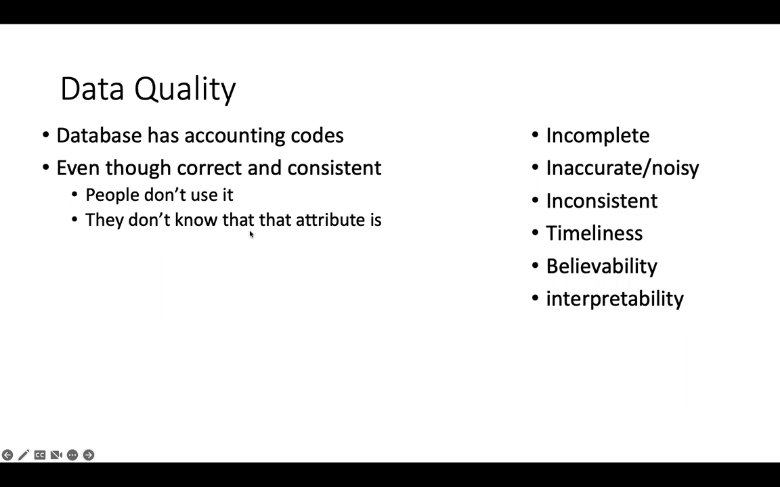Another factor here is interpretability. Here we mean how easy the data can be understood. How easy can we understand this data? If the users cannot understand the data, then these users cannot use the data. What is this attribute about? If we cannot understand what this attribute is all about or describing, then there's no point in using it. So it has to be easy to understand.